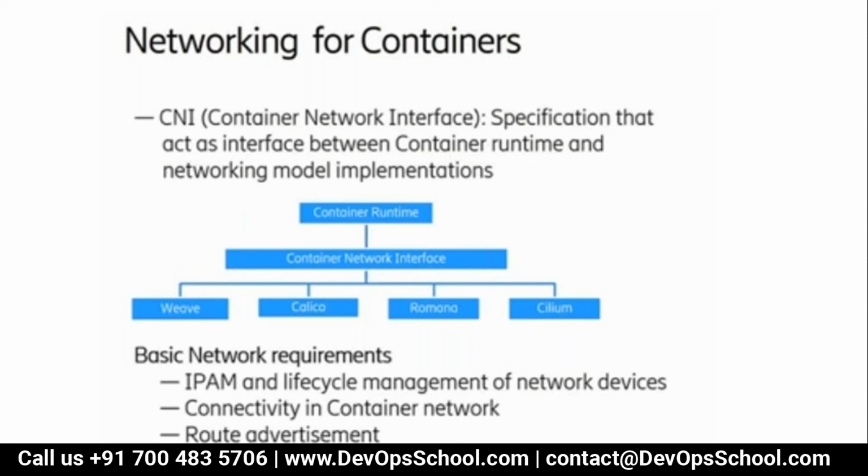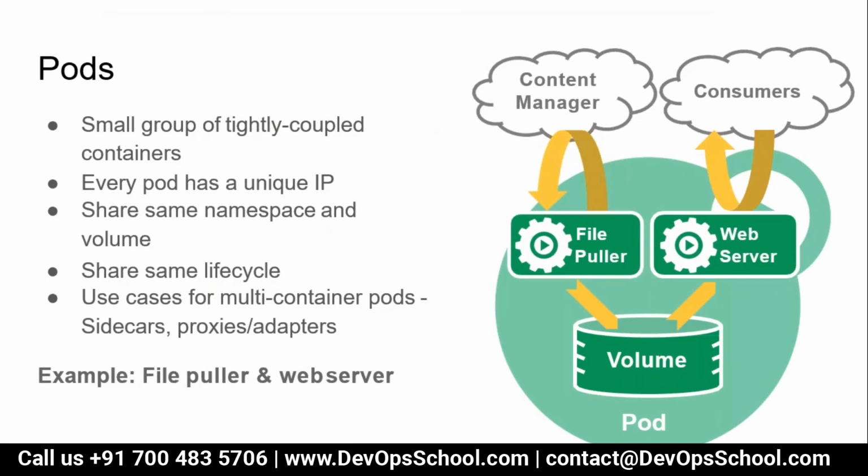Now this interface, if you remember, is kube-proxy. And this container network interface connects these models like Calico, Weave, or whatever it is, and assigns the IP address to the pod. So we need to understand this a little bit in detail.